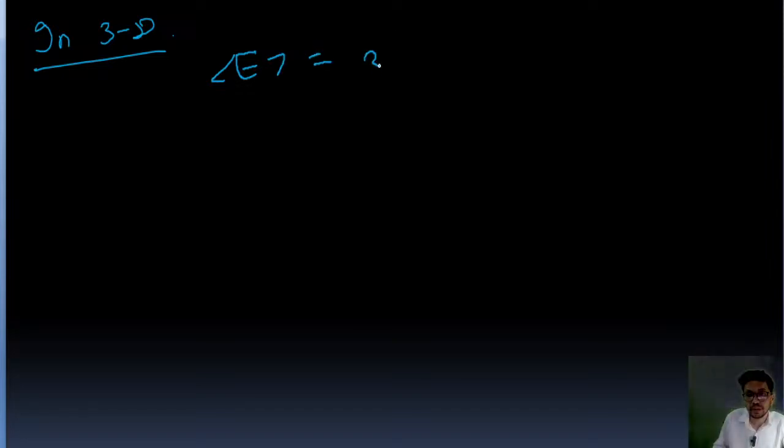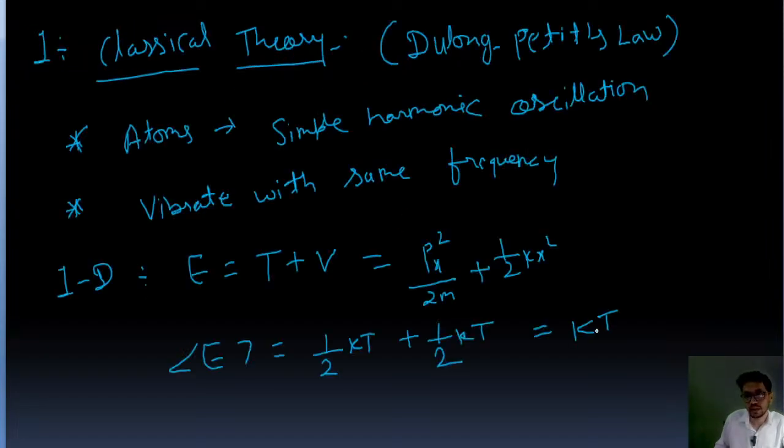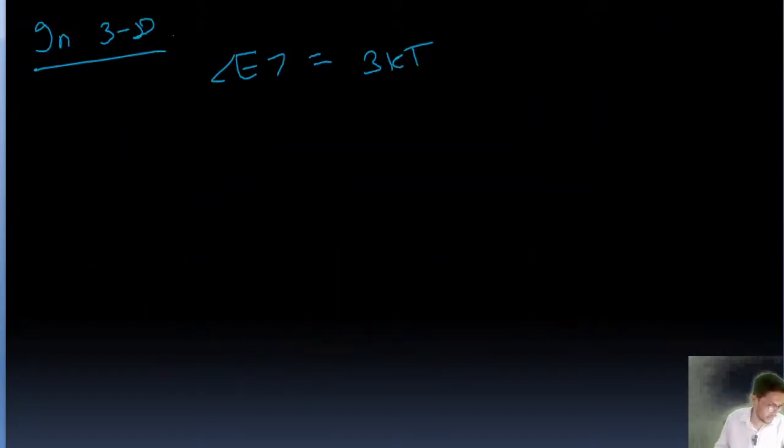In 3D, the average value of E is going to be 3kT, because in 1D it's kT. So the average energy of the simple harmonic oscillator is 3kT. Then we know C_V is d(average E)/dT.